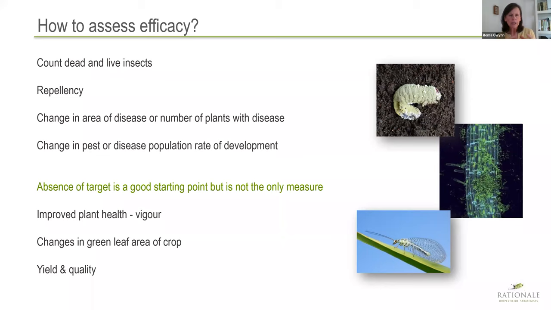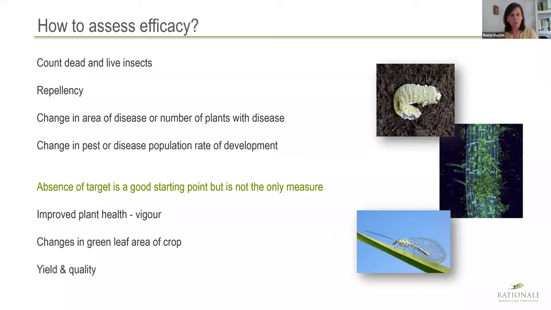and the rate of population. So how can you assess that? And you also need to think that you probably need a higher frequency of assessment when you work with microbials and botanicals than you might do with chemicals, because you're looking for much more subtle effects and much more subtle changes. So the absence of a target is a good starting point, but it's not the only measure.